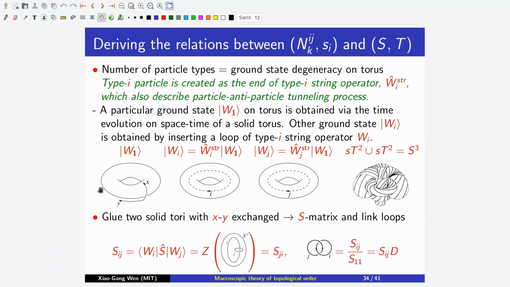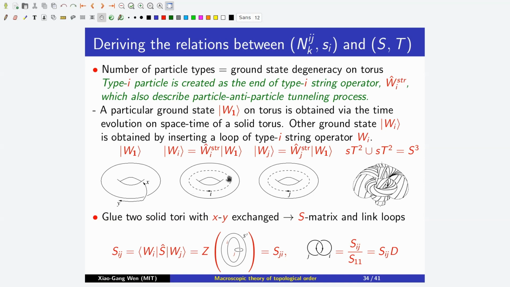Let's consider a torus. This torus is our space time. The surface of the torus is our space at a given time, and inside the torus is like time evolution. So you can imagine this Lagrangian is topological. This Euclidean time evolution would give rise to a particular ground state on the surface of the torus. That's just one particular state. How do we get the other ground states? We know the ground state on the torus is degenerate.